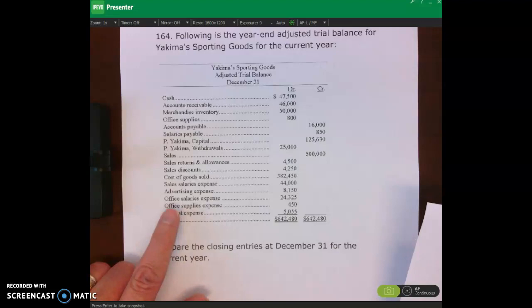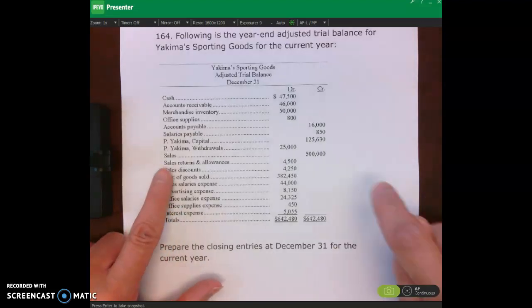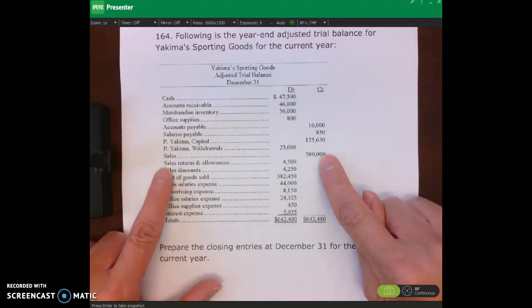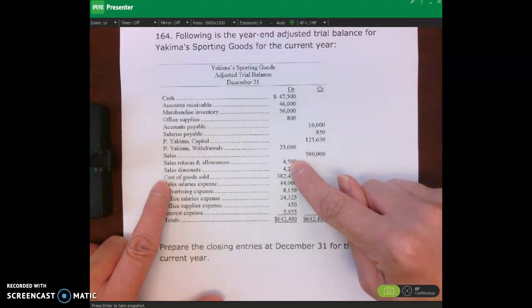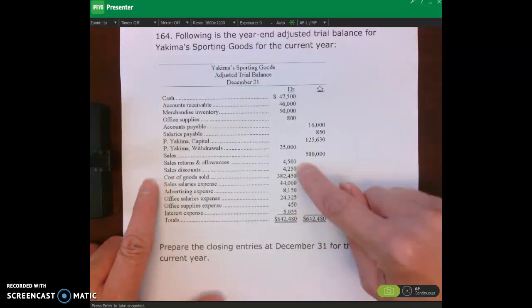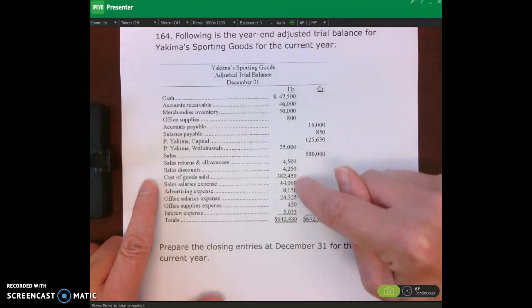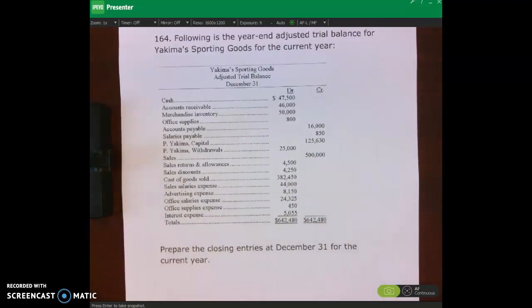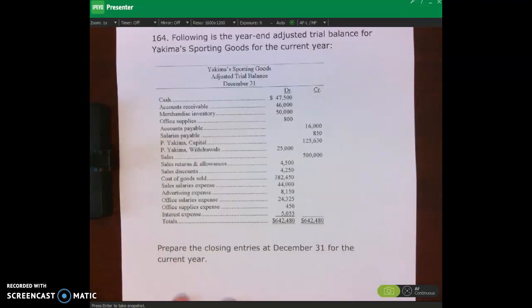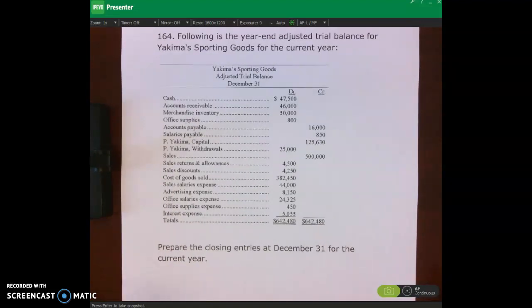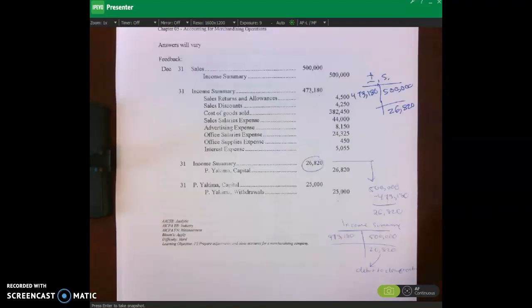So the first one, for example, that you would do, we have the sales $500,000. We would debit sales and credit income summary for $500,000. And then for all these sales returns all the way down to interest expense, you'd add them up, debit income summary for the total, and then credit each one of these accounts. Then you follow it from there. I don't want to give too much away, so I'll stop there. Pause the lecture video and give it a try. Hello and welcome back.